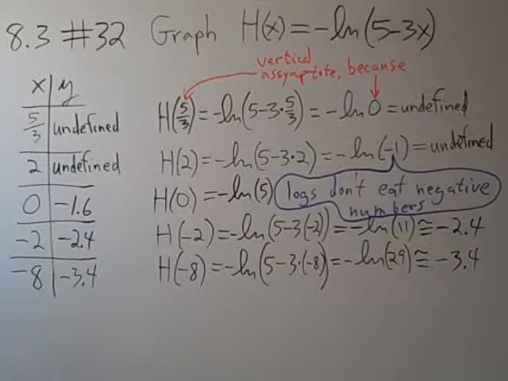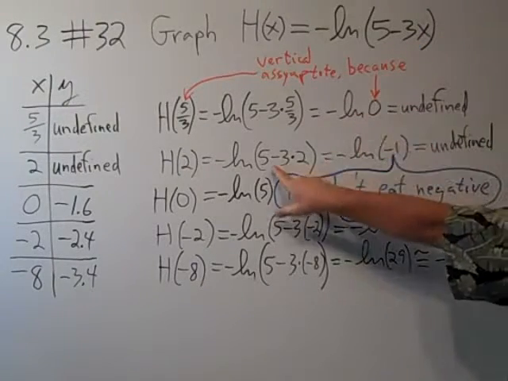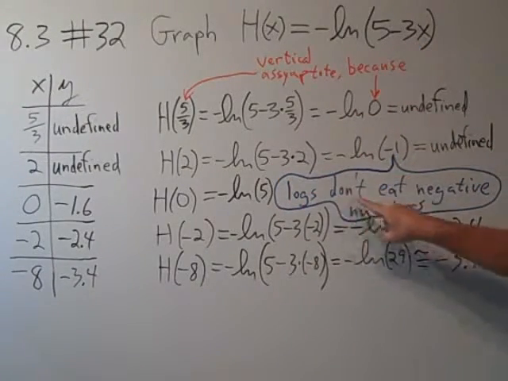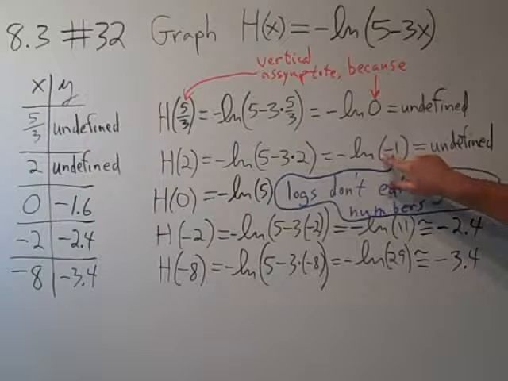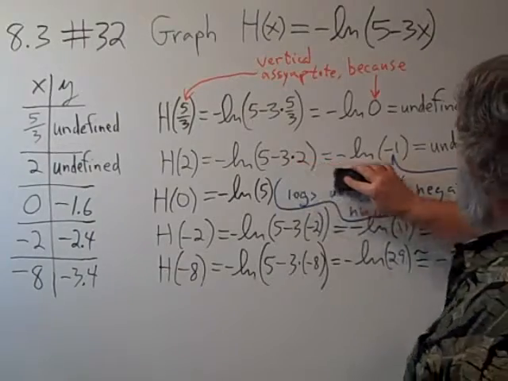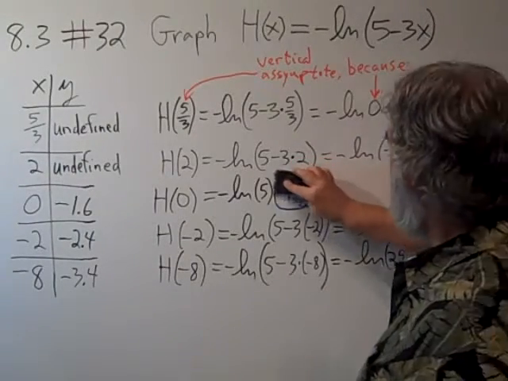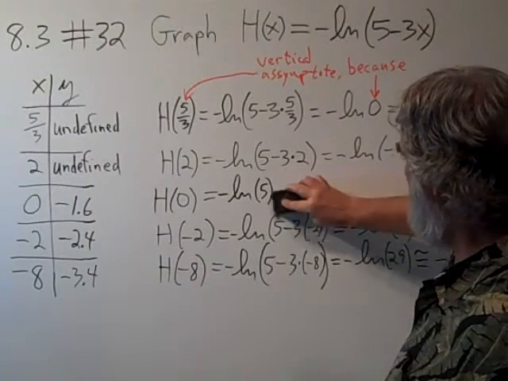At x equals 2, the function was undefined because 3 times 2 is 6, and 5 minus 6 is negative 1. And logs don't eat negative numbers, at least not in this class. The log of a negative number is actually a complex number, but we're not going there for this class. We're only considering the real valued logarithm functions. So for us, logarithms don't eat negative numbers, so this is undefined. And in fact, it's undefined anywhere on that side of the asymptote. So undefined to the right of the asymptote.